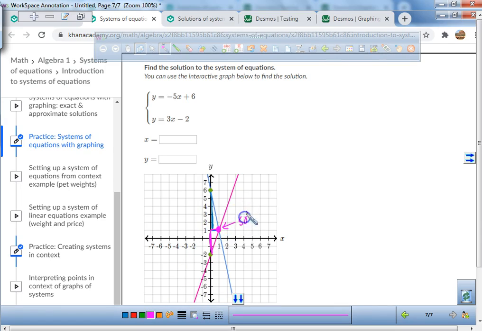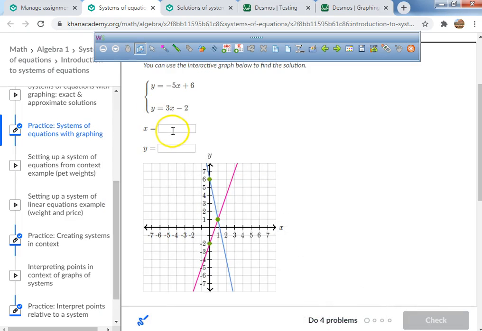This is what's called the solution. So my solution's literally at a 1 and a 1. And that's what I'm going to type in right here. I'm going to put a 1 right there and a 1 right there.